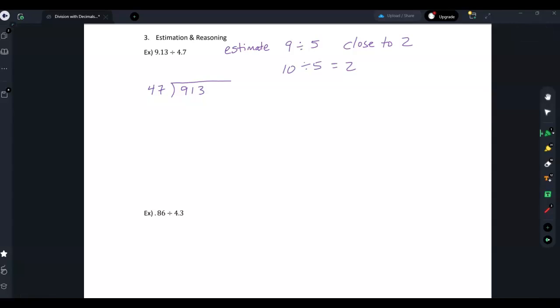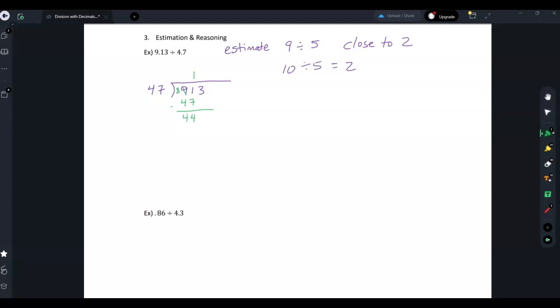So 47 won't go into 9, but it will go into 91. I know, let's see, it'll go in once. Will it go in twice? I don't feel like it will, because I know 45 times 2 is 90, and this is a little more than that. So I feel like it's just going to go in once. So I'm going to put that above the 1. 1 times 47 is 47. And subtract that. So this would be 11 minus 7 is 4. And then I had to regroup from this. So that would be 4 as well.